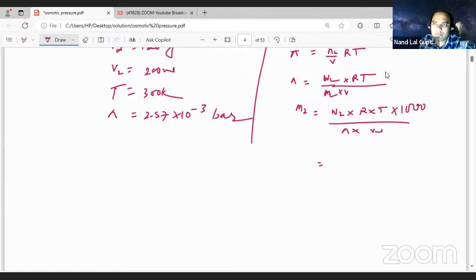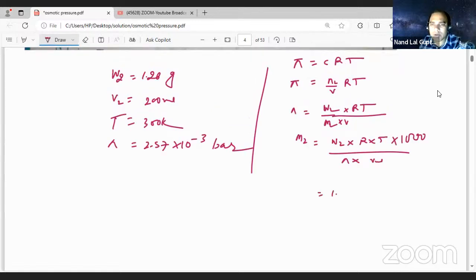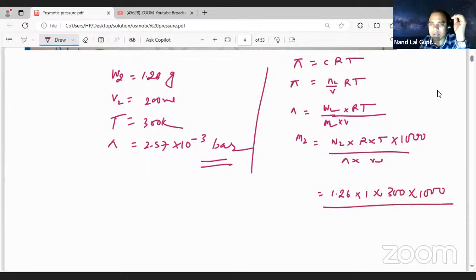So W2 they have given, student, how much? 1.26. Here is bar. In case of bar, we have to take the pressure in bar, student. So pressure in bar, that is, it will be the one bar. Temperature here is 300, and here is the 1000 already there. Here pi already there, 2.57 multiplied by 10 power minus 3, and here the volume they have given 200, right?